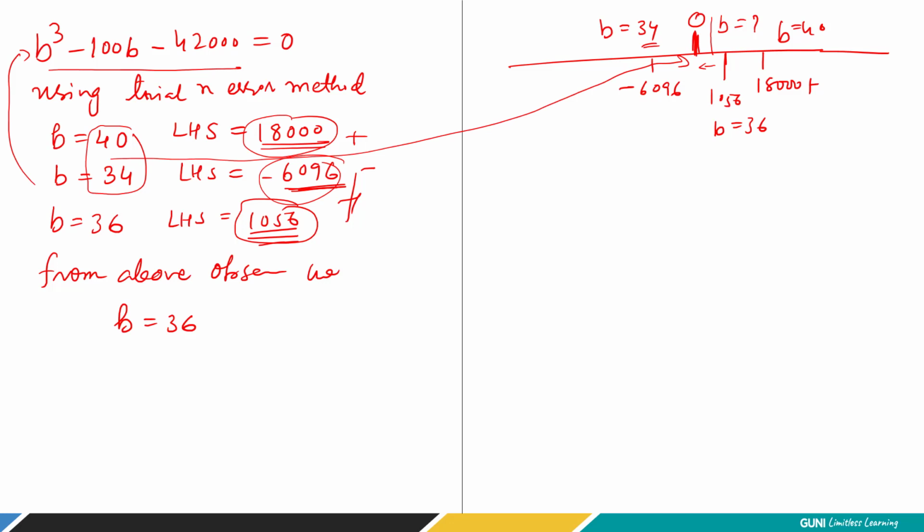Okay, now here B is 36. Now what is the H value? It is 2 times B.